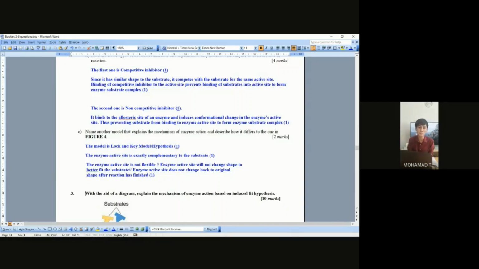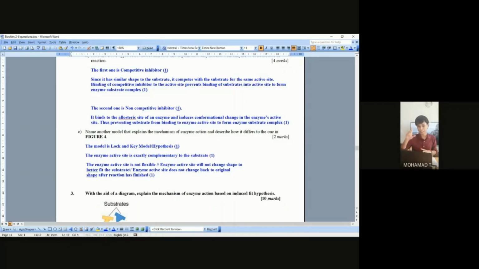Itu adalah markah wajib perlu disebut. Okay, barulah kami tengok kepada jawapan-jawapan yang seterusnya. Kalau itu tak disebut, kami tak akan tanda langsung soalan C itu. Alright, so how does it differ from the figure 2, iaitu apa ni, induced-fit hypothesis? Okay, the enzyme active site is exactly complementary to the substrate. Okay, so itu adalah benda yang paling senang nak ingat lah. Okay, right. So the enzyme active site is exactly complementary to the substrate. Okay, 1 mark. Alright, so maksimum dia adalah 2 marks.